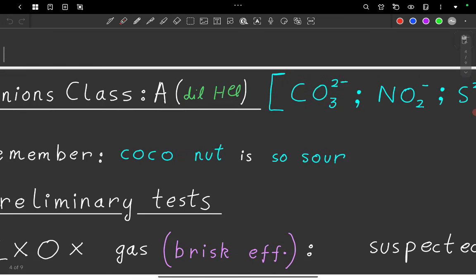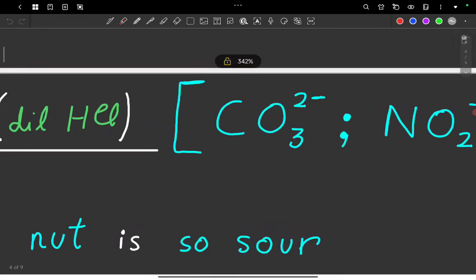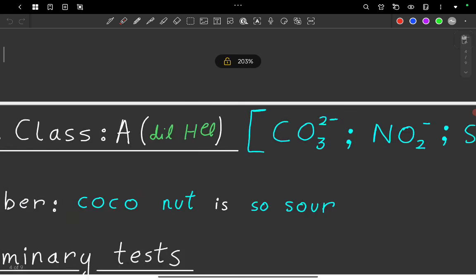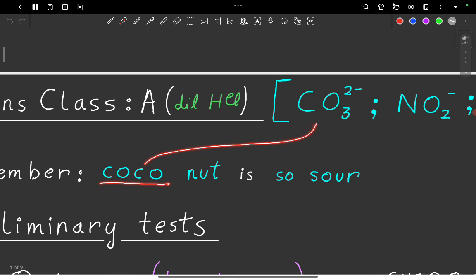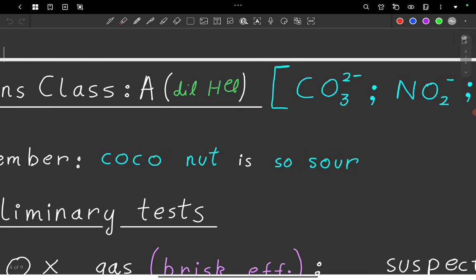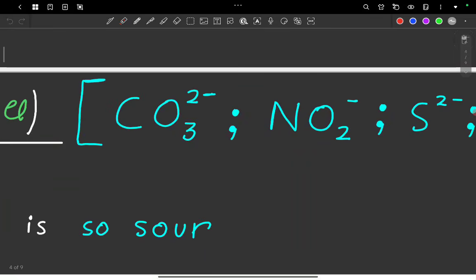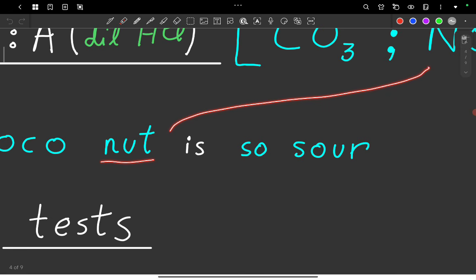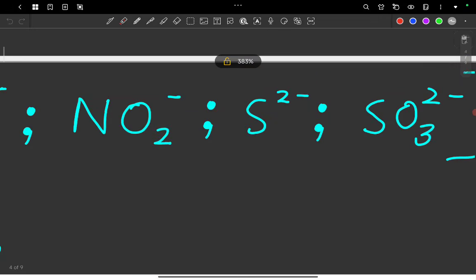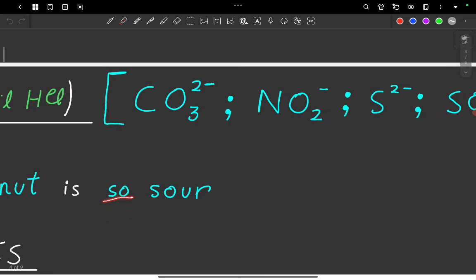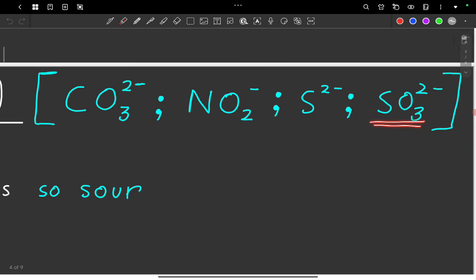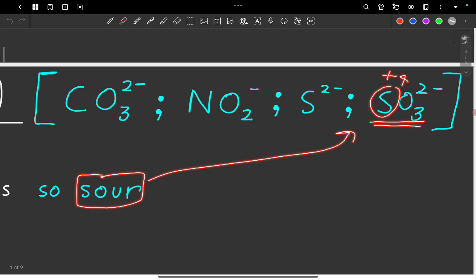Look at this. The oxidation state of carbon in carbonate ion is 4. So coco has 4 letters, hence you use coco to remember carbonate. In nitrite ion, the central atom nitrogen has an oxidation state of positive 3. So nut has 3 letters, so you remember this using that. In sulfide ion, the central atom has the oxidation state of negative 2, but taking its mod, we have so with 2 letters. And for sulfite ion, which has sulfur oxidation state as positive 4, we have sour, which has 4 letters.